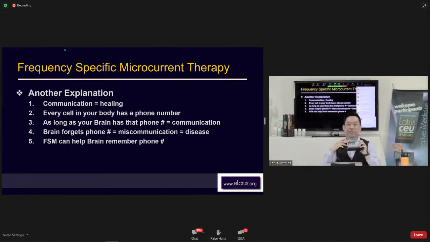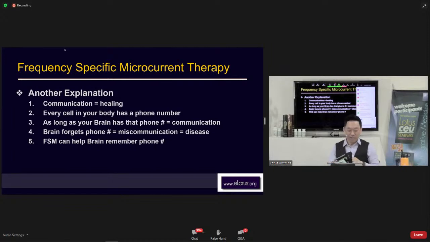So this is the beauty of FSM, right? You see all these numbers, that's what they're for. You can type in phone numbers to specific organs, tissues, right? Shannon went over a lot of them yesterday, the frequencies. We call them frequencies. I call them phone numbers when I'm talking to patients. So I'm programming a specific phone number for your brain to call, and I'm sending that phone number to your brain. So now your brain knows the phone number it can call.